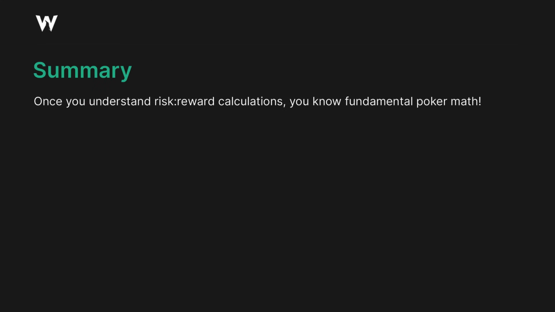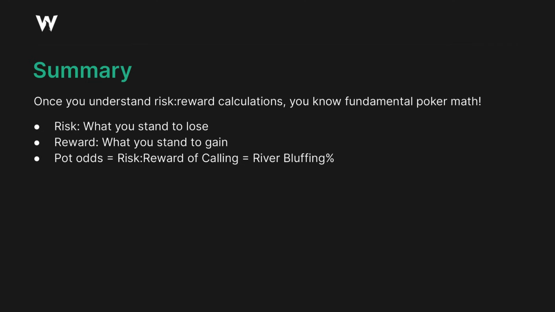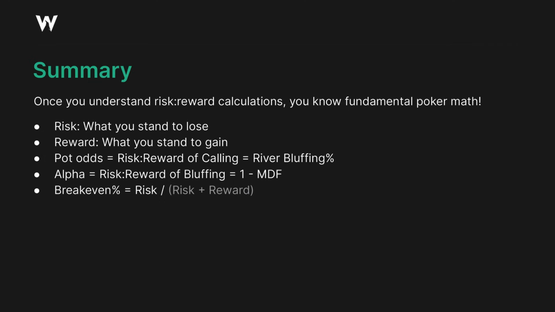Once you understand risk-reward calculations, you know the fundamental math that drives poker strategy. Risk is just what you stand to lose if you're unsuccessful, reward is what you stand to gain. Pot odds is just the risk-reward of calling, or alternatively, you can think of this as the break-even river bluffing frequency. Alpha is just the risk-reward of bluffing, which is equivalent to 1 minus MDF, and a break-even calculation can be expressed always as risk divided by risk plus reward. You can also think of this as converting odds to a percentage. We have some ratio of reward and risk, and we want to convert that over to some implied probability.